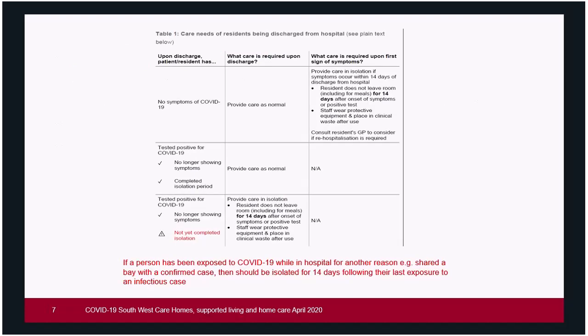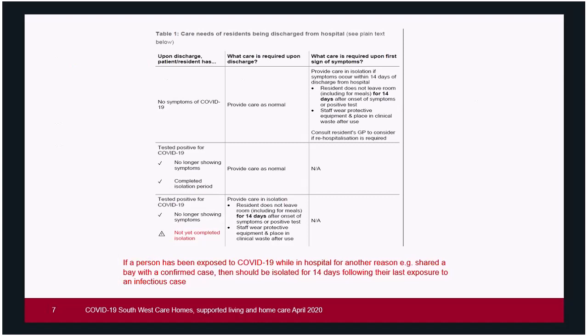This table is provided in the care home guidance that you signposted to earlier from the key websites. And it talks about the actions to take when you take a patient back from hospital. So if somebody's discharged from hospital and they have no symptoms of COVID-19, then you can provide care as normal. You obviously need to watch them for 14 days to check them for symptoms, as you will be doing for all the residents in the home. If a patient tested positive for COVID-19 in hospital, they no longer have symptoms and they've completed their isolation period, you can provide care to them as normal.